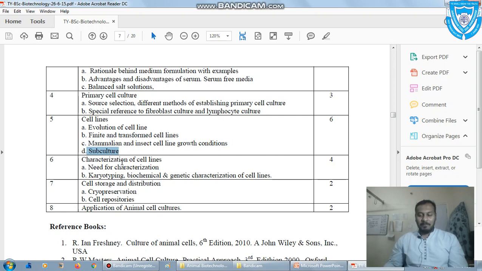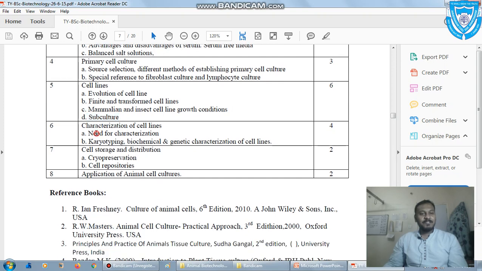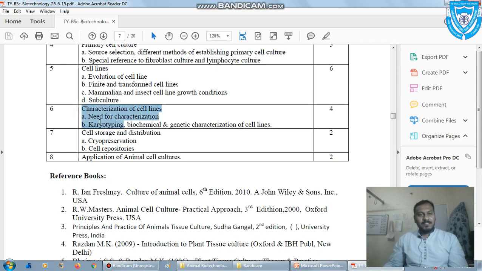Subculturing means the propagation of cells from one class to another class, and that's what we call subculturing, and we'll see that in detail afterwards. The sixth module is about characterization of cell lines. Whatever cells we are maintaining and growing in the laboratory should be identified properly, and we should know what kind of cells are in our flask, what their capability is, and what the exact characters of these cells are.